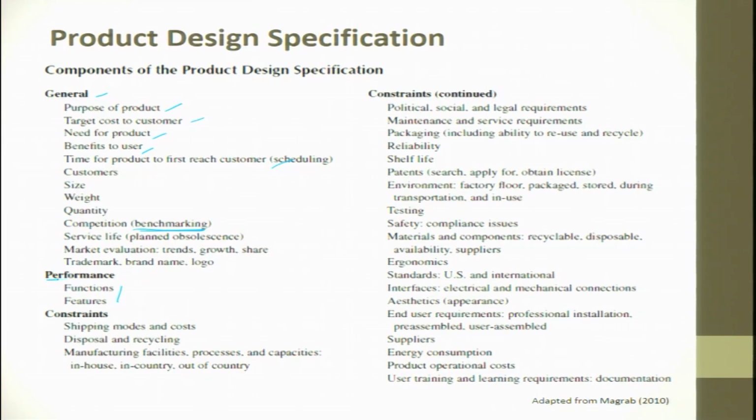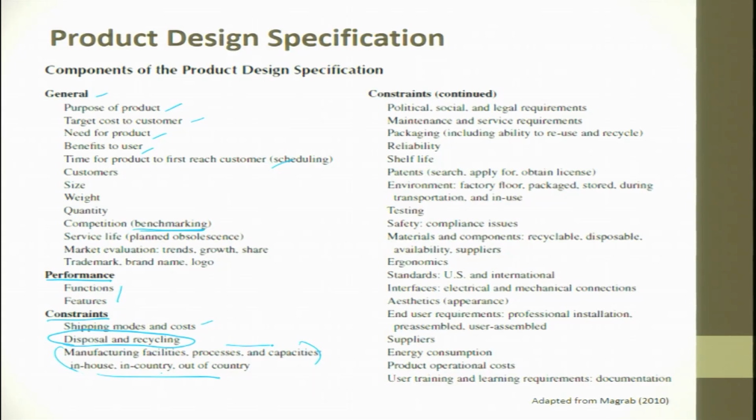As far as performance is concerned, look at their functions, look at their features, you try to get the performance. Then comes constraints. So cost is a constraint. This is an interesting thing which people are now talking about, disposal and recycling. After these laptops are over, they have a lot of rare earth materials. How do we discard? That is also required in the product specification today. How are we going to recycle and discard? Then manufacturing facilities, process capabilities, in-house, in-country, out of country. These are some of the constraints which you have to look forward to.